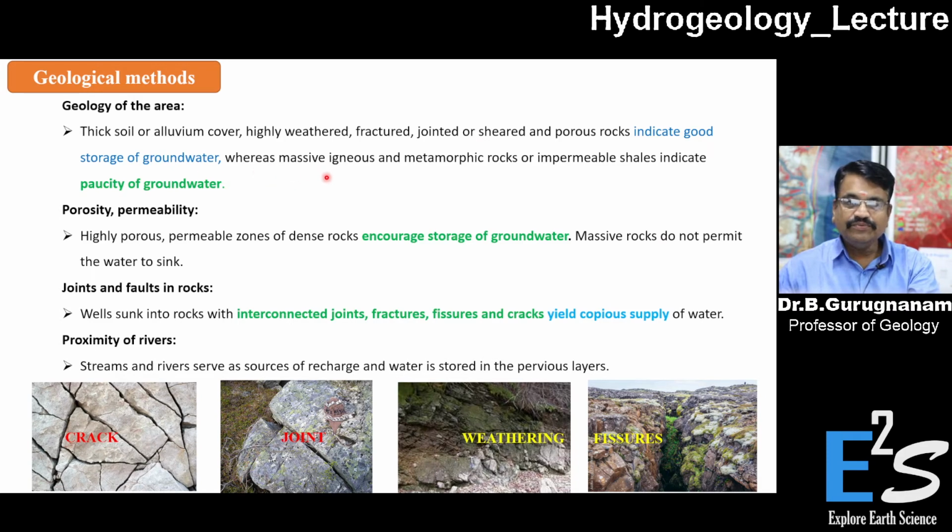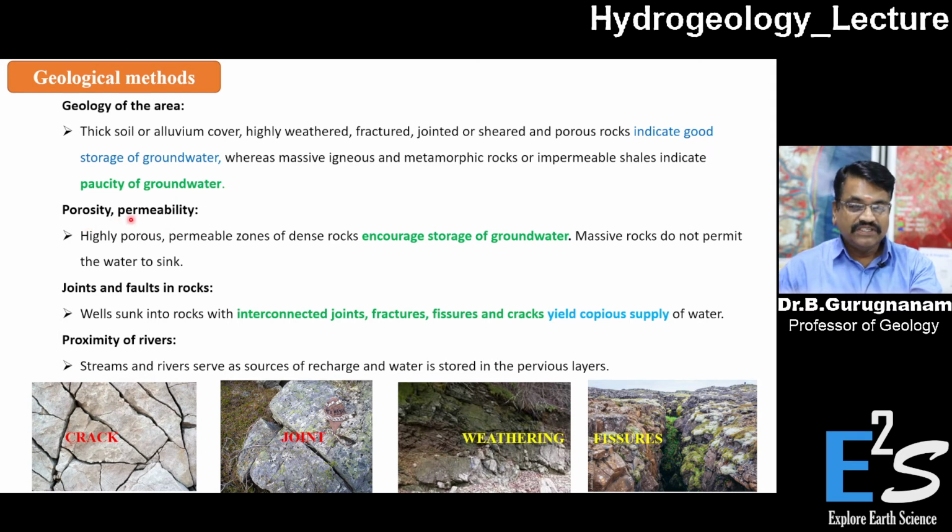Whereas massive igneous and metamorphic rocks or impermeable shales indicate less groundwater potential, a paucity of groundwater in that particular area. It means movement is arrested. If there is a massive igneous rock, there will not be much movement. If there is impermeable shale, it also will not allow the water down, so you will be able to get only a small amount of groundwater potential.